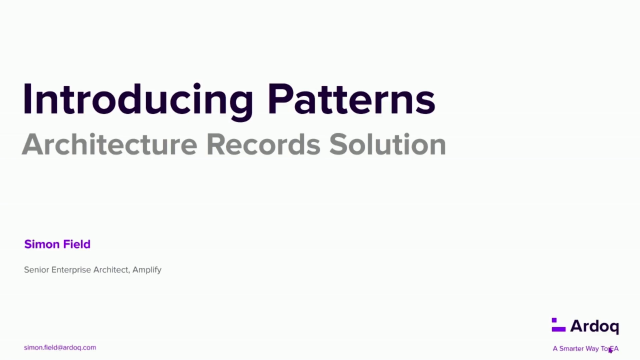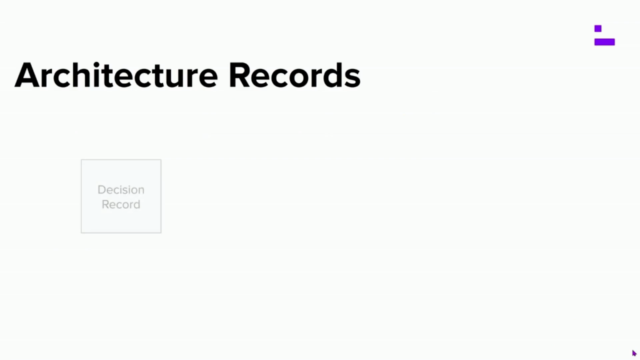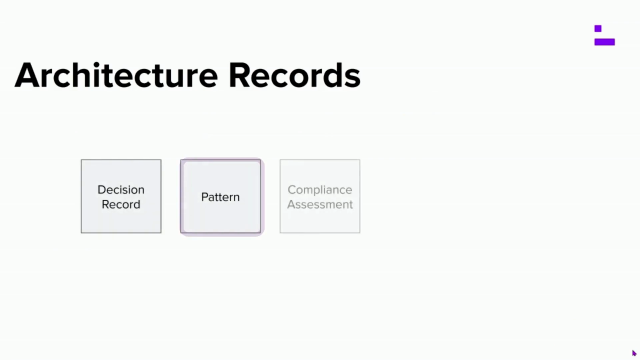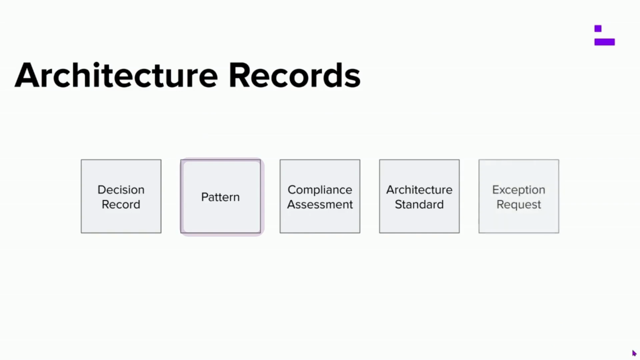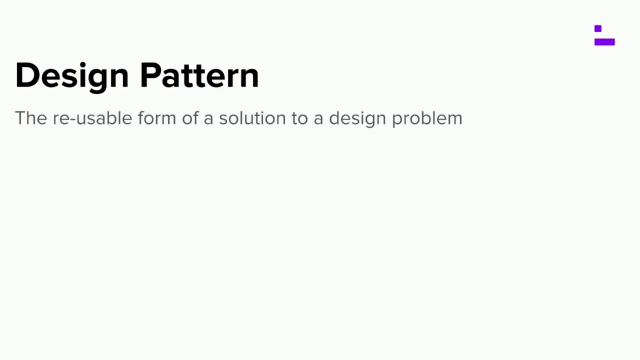This is one of 5 record types covered by our architecture records solution, the others being architecture decision records, compliance assessments, architecture standards, and exception requests. A design pattern is a reusable form of a solution to a design problem.